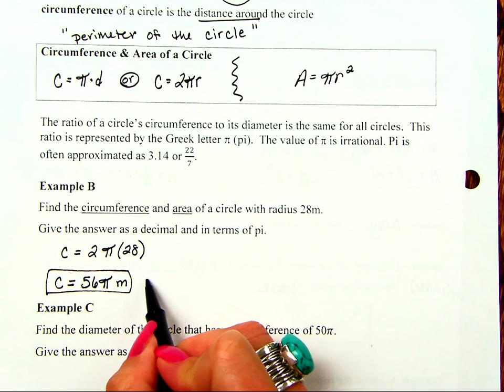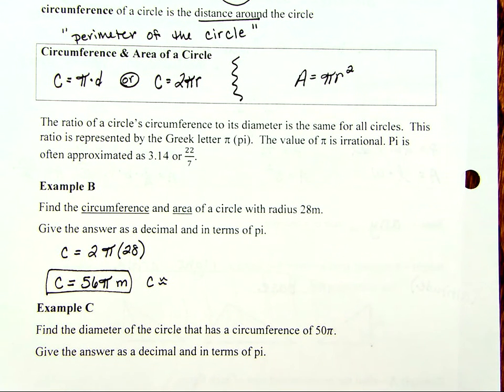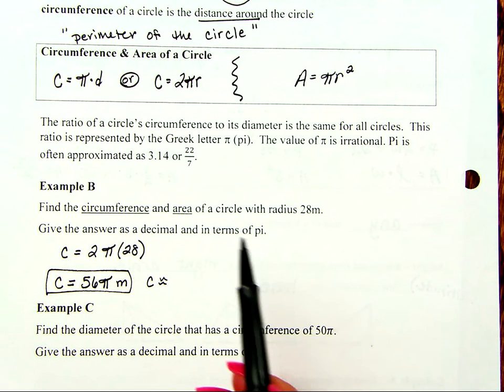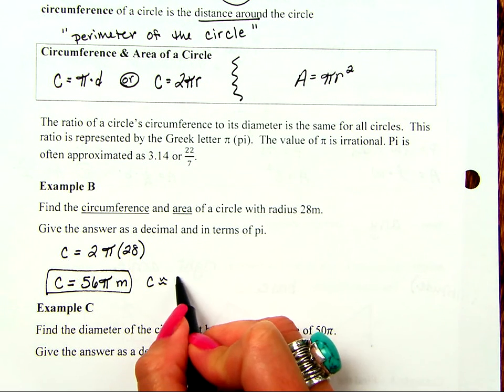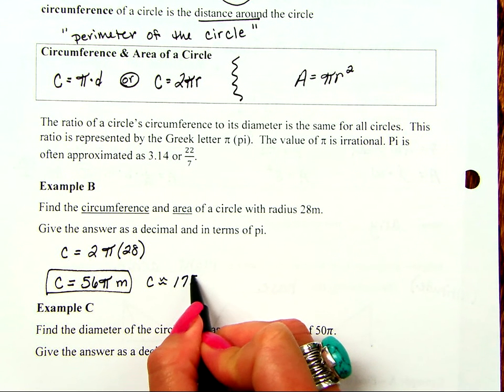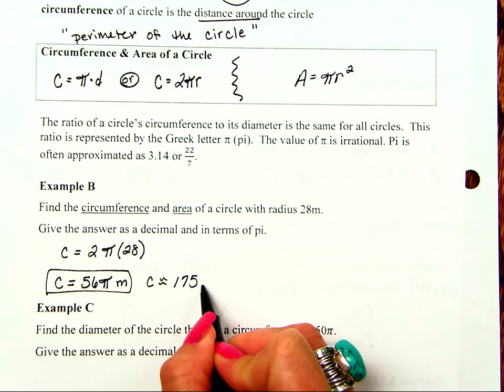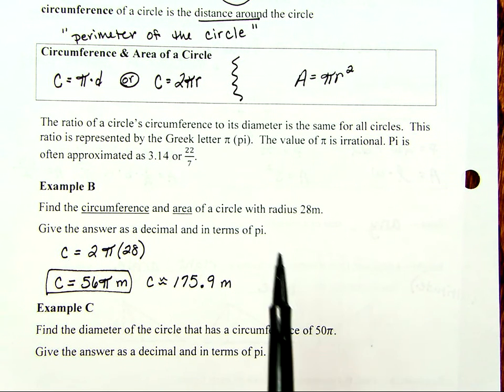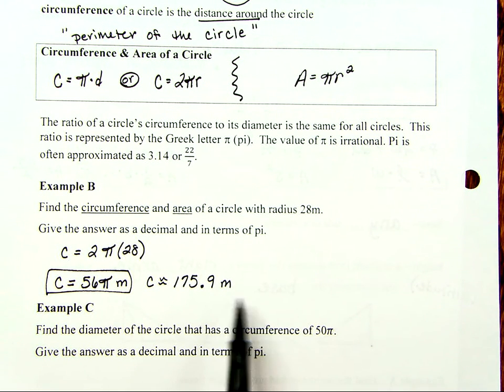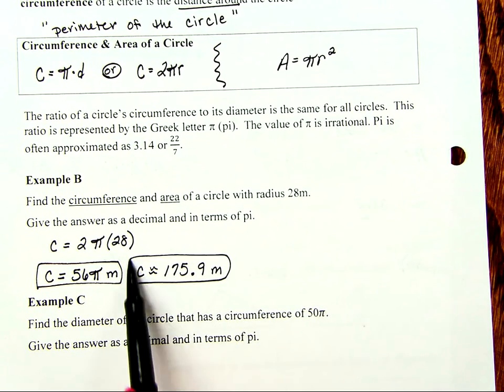Now, as a decimal, that's when we would go ahead and multiply it out. When you multiply that out on your calculator, that's going to give us an approximation, which is why I use this little squiggle symbol here. That means approximately or about. And so the circumference is about, let's see here, 175.9 meters. It doesn't tell me how to round, so if it doesn't tell you, at least give me to the tenth. That would be sufficient. That's going to be my final answer.